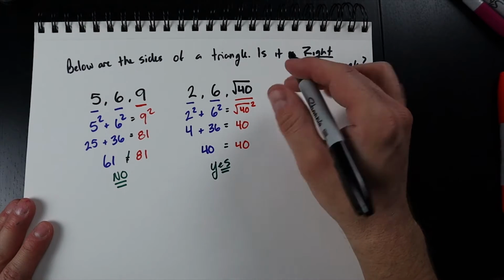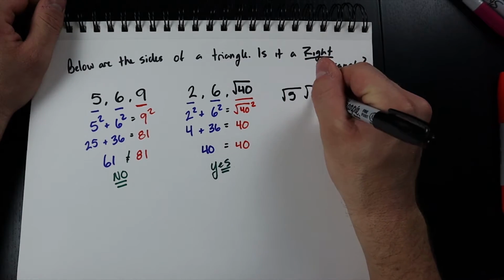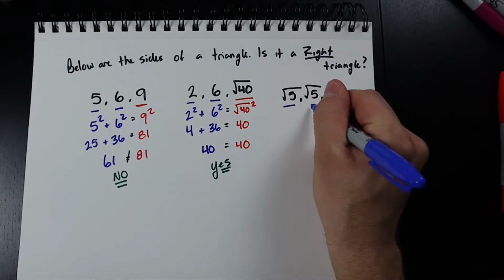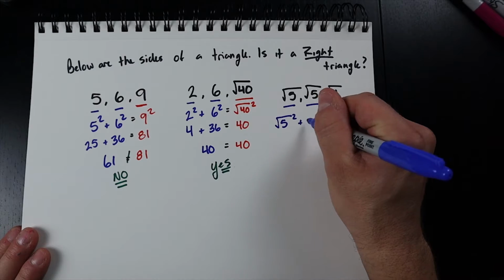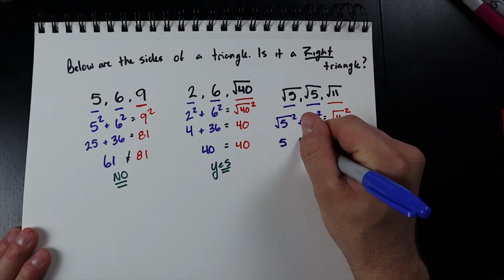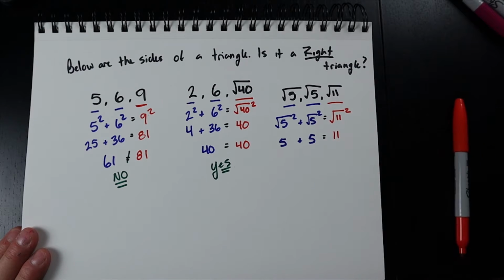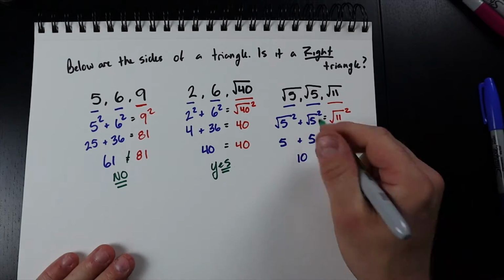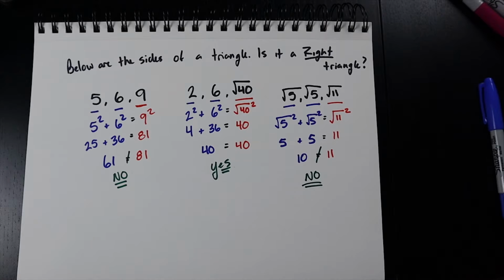Let's look at one last problem where all three sides of the triangle are square roots. Once you understand how squaring and square roots cancel each other out, these problems become a breeze. 5 plus 5 does not equal 11, so these sides do not make a right triangle.